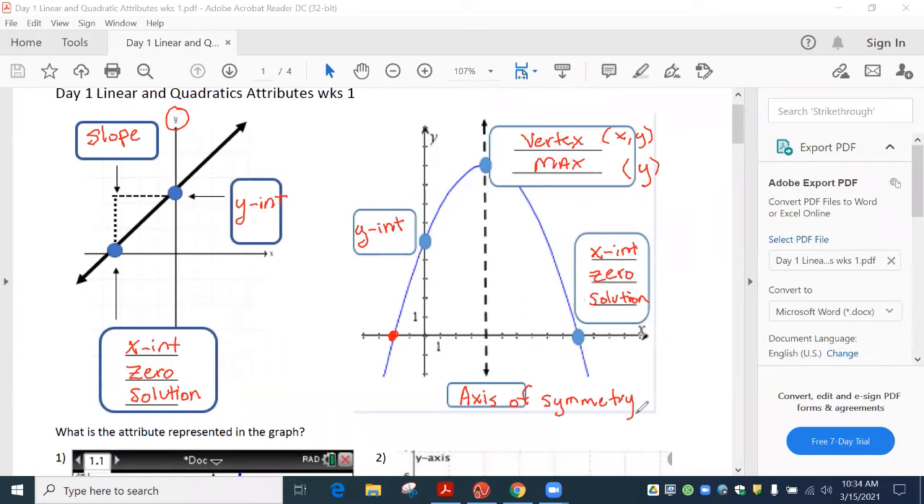But the axis of symmetry is the line that splits this in half, so that this side is equal to that side. And it is the X only, and we make it an X equals equation. So these three all use this point. The vertex is the X and the Y. The max is the Y only. And then the axis of symmetry is the X only. And we'll talk more about that. We'll get more practice on this. We're going to get a lot of practice in this before we get to the start test.